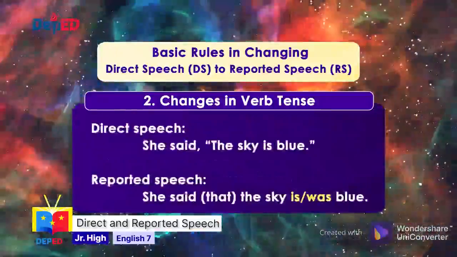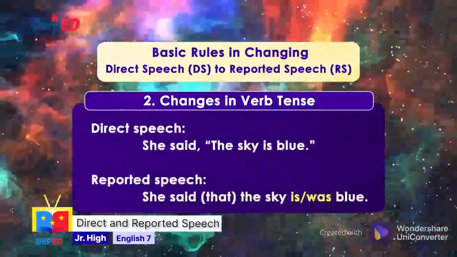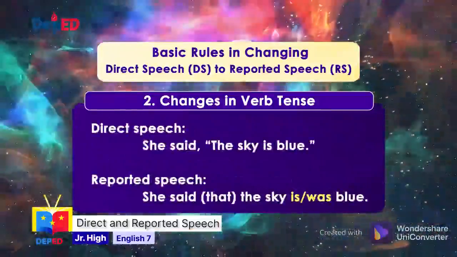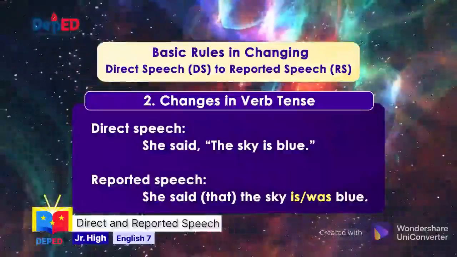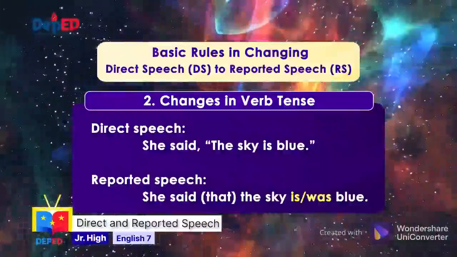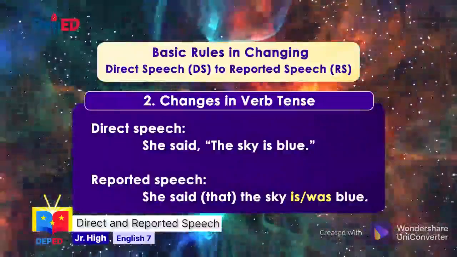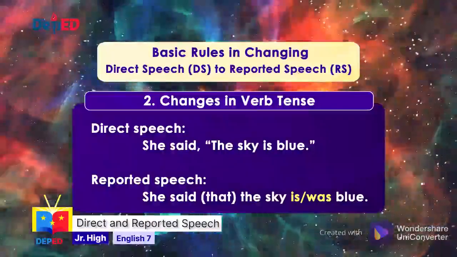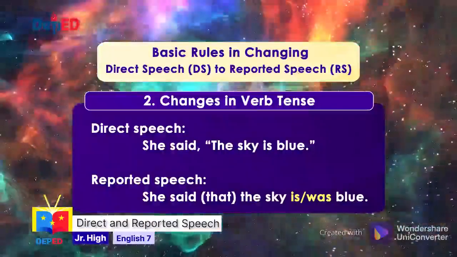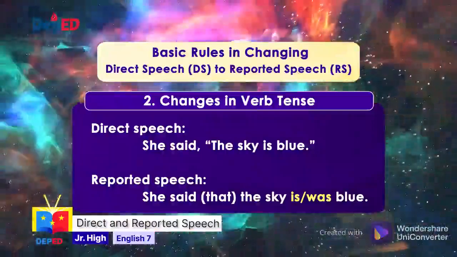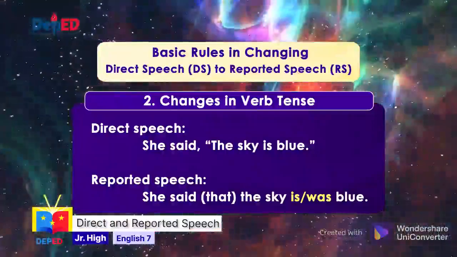For direct speech, she said the sky is blue. Reported speech, she said that the sky is blue. The verb was not changed into past tense. Take note that the use of the word "that" is optional in reported speech. Both of the following sentences are correct.